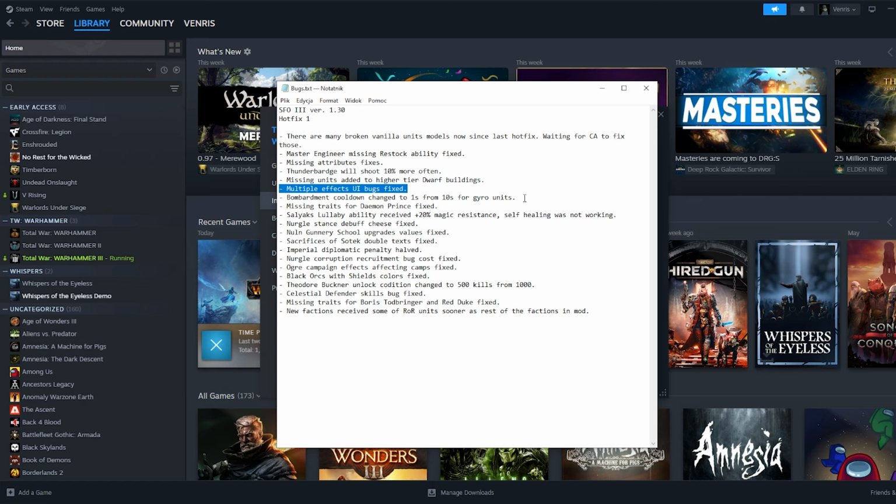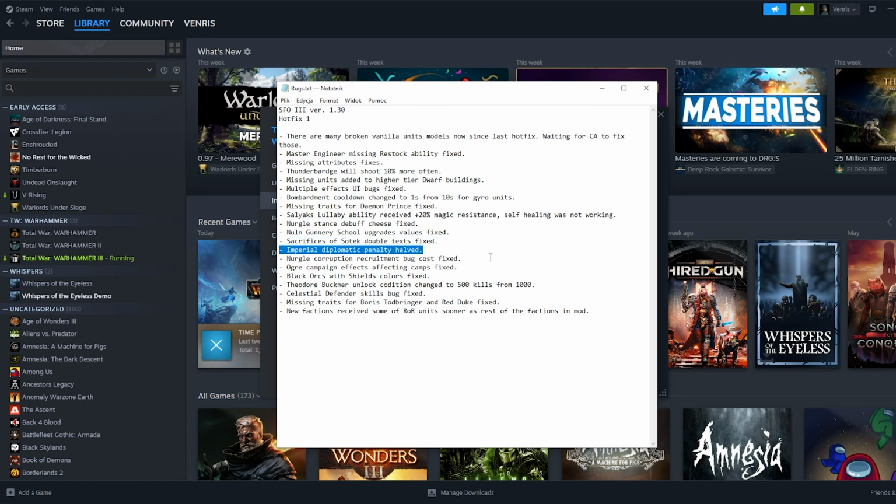Some new traits didn't have the proper values or the effects text at all. Bombardment cooldown changed from 10 to 1 second for gyrocopter units. Missing traits for Demon Prince were also fixed because they were using the old one. Slaanesh Lullabelly, the Patriarch ability, received magic resistance because self-healing was not working. We don't know why, still checking it. Nurgle Stance debuff cheese, yeah, you could cheese it, not anymore. Nurgle Gunnery School upgrade values were fixed because they were linking to inappropriate projectile tables, and you were nerfing your units by upgrades. This is fixed. Sacrifices of Sotek double text was also fixed.